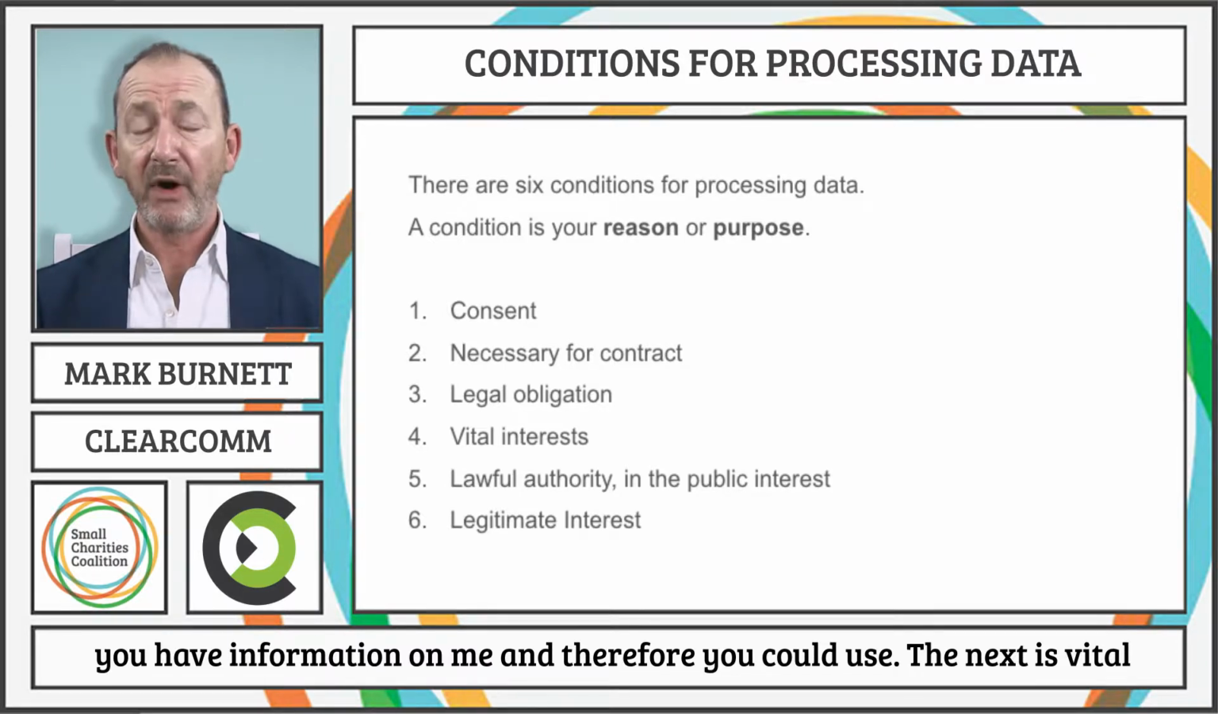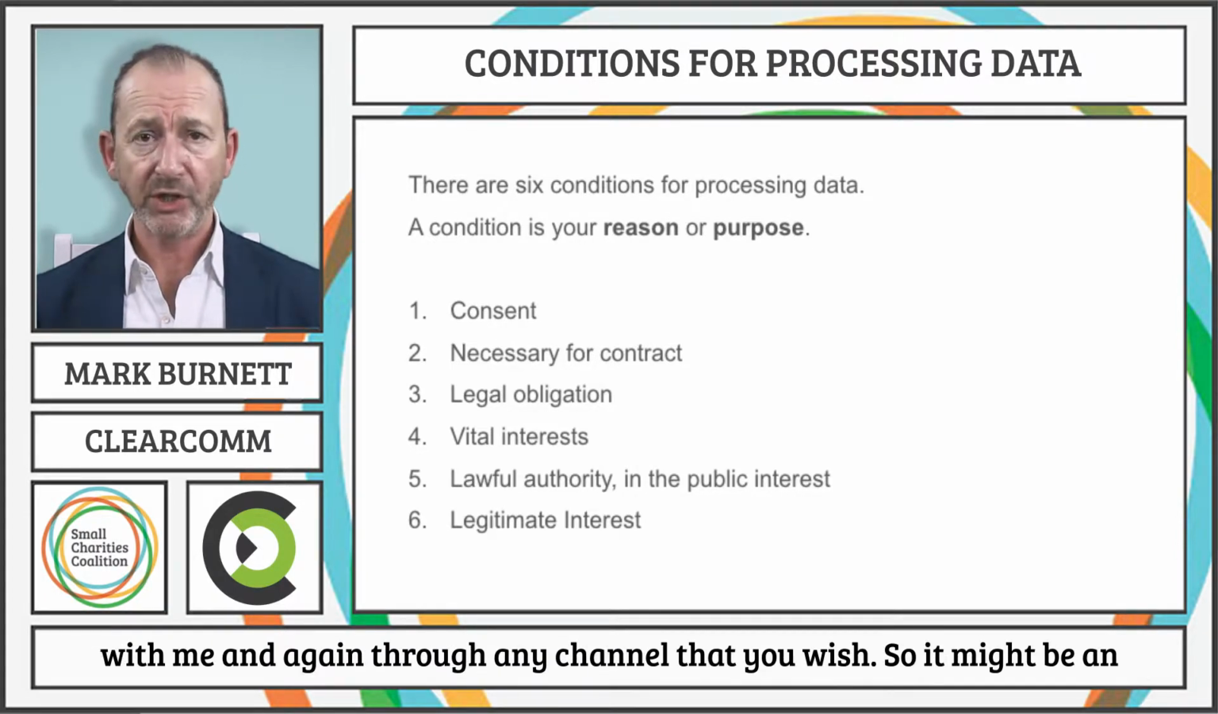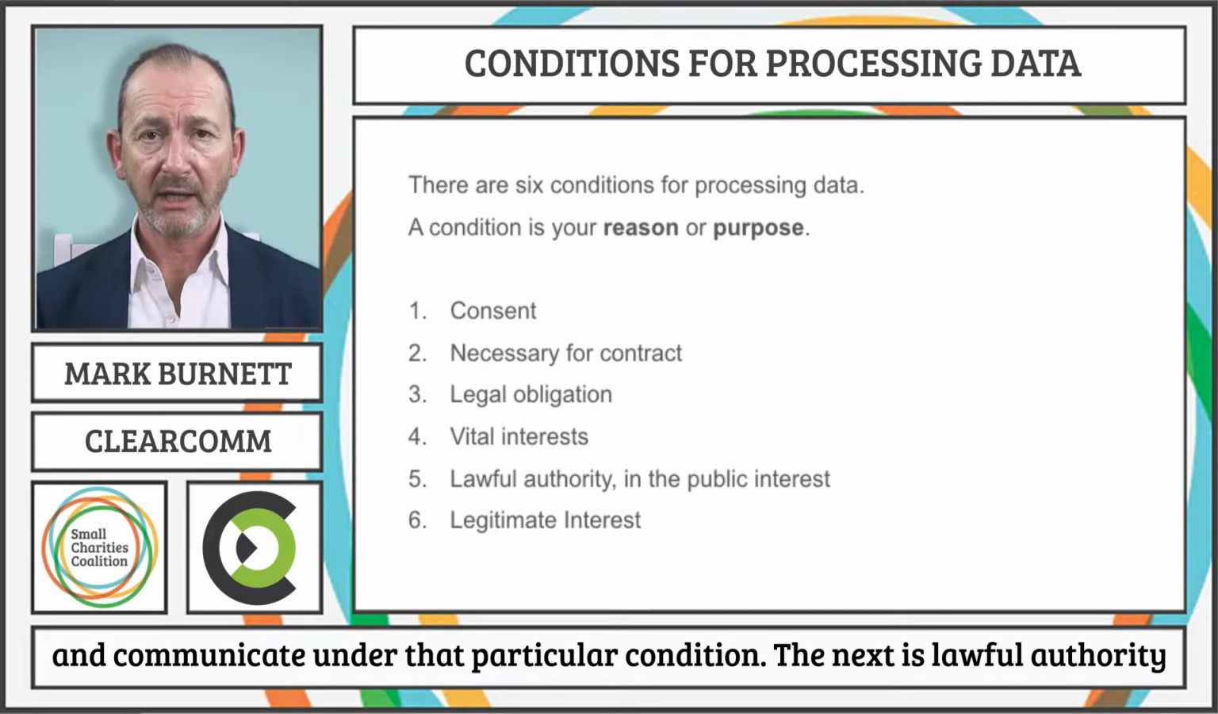The next is vital interest. If you could save my life or prevent death, then you could communicate with me, and again through any channel that you wish. So it might be an epidemic, for example, or a disaster of some sort. It would enable you to reach out and communicate under that particular condition.